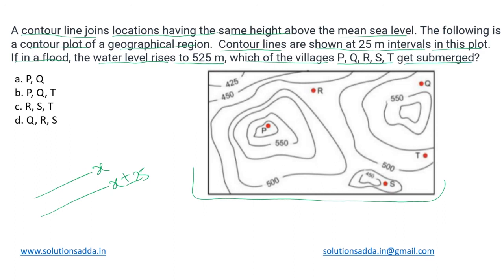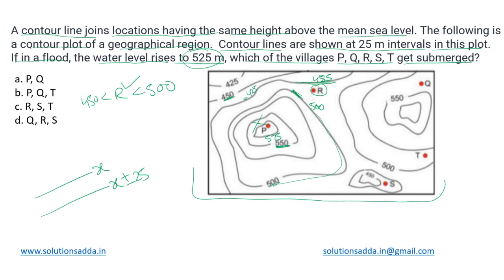Now, looking at this particular village R, we can see that it is adjacent to this particular contour line. And if this is having an elevation of 450, then this one adjacent to it would be having 425. So elevation at this point is 425 meters. And it is also adjacent to this particular line, which is representing the elevation of 500, which means elevation at this point is 500. So R is lying between 450 to 500, means it will get submerged in this flood of 525 meters. Looking at village P, this is 550. So the adjacent line would be of 575, means it is greater than 525 meters elevation. So P will not get submerged.